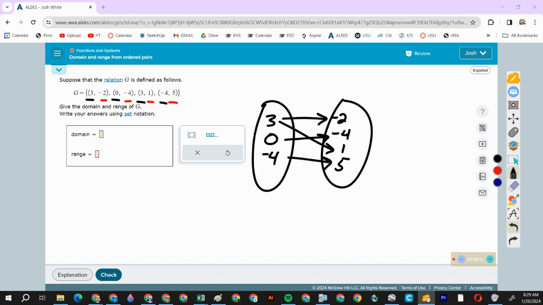Is this a function? No, why not? Person 3 is living in two cities. So if it's not a function, we call it a relation.